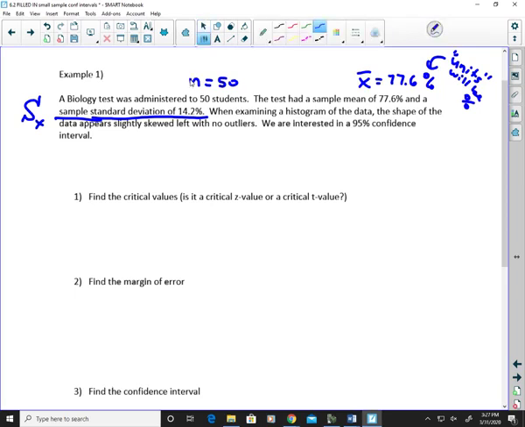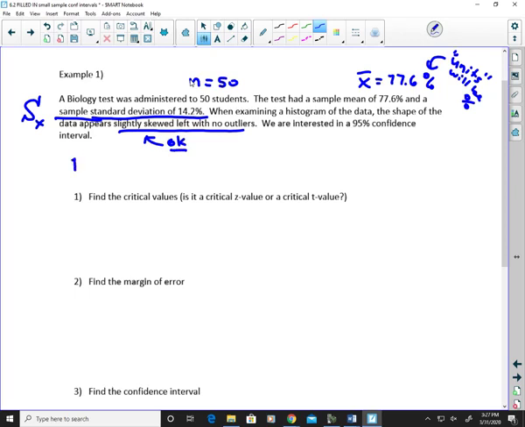Okay, when examining the histogram of the data, the shape appeared slightly skewed left, but no outliers. Remember, I said that slightly skewed will be okay. In the textbook, if you see something skewed, they're going to mean highly skewed. We're interested in a 95% confidence interval.